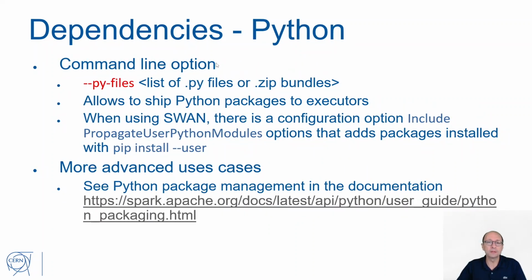Similarly, for Python, you can distribute Python files or zip bundles to the executors using the command line option --py-files. When you're using Swan, there are also additional handy configurations to propagate packages that you installed with pip install --user. There are more advanced use cases on how to manage packages with Python and Spark. I refer you to the Spark documentation.